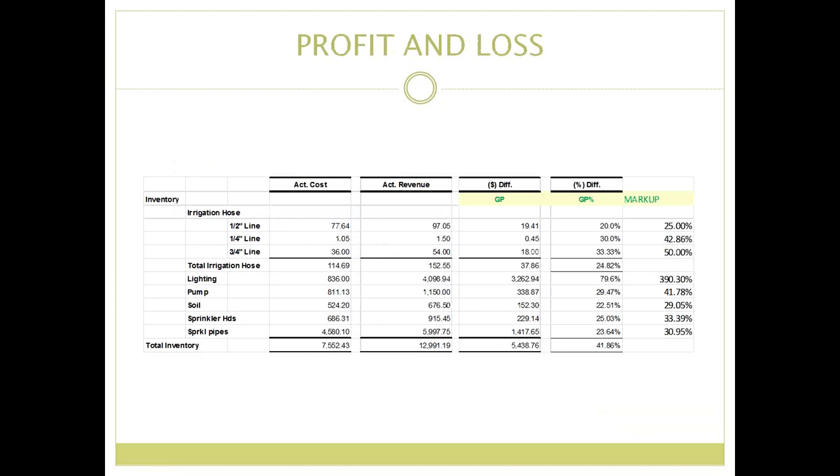And here's another visual. We have inventory items here for Larry's Landscaping. We have the cost. This column is cost. This column here is our actual revenue. Then what we have here is the difference.